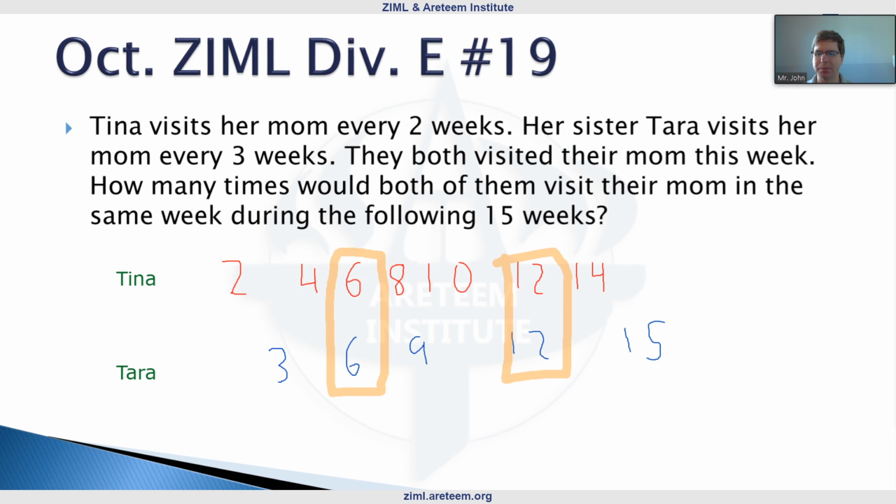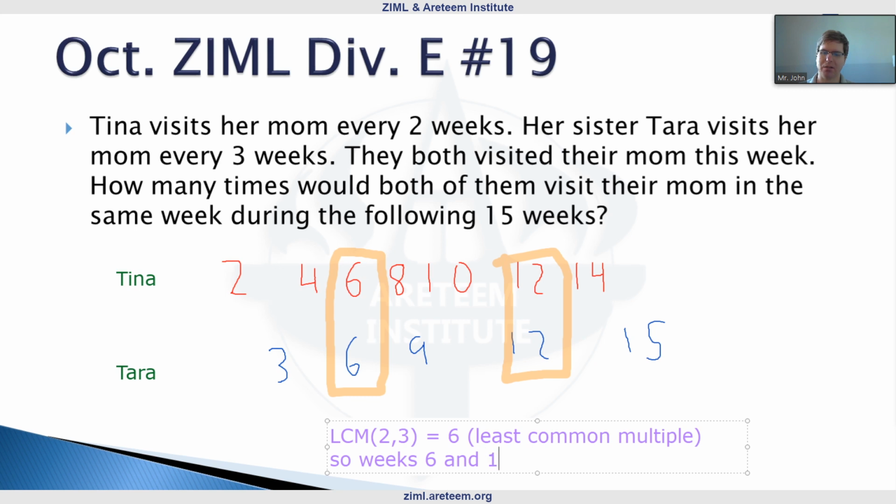Because 2 times 3 equals 6, 3 times 2 equals 6. This is the least common multiple. We'll talk quickly about these, but I think a lot of people know these. The LCM of 2 and 3 is 6, the least common multiple. And so that means every 6 weeks, they will see their mother together. So weeks 6 and 12 and 18 and 24 work. Answer is 2, right?